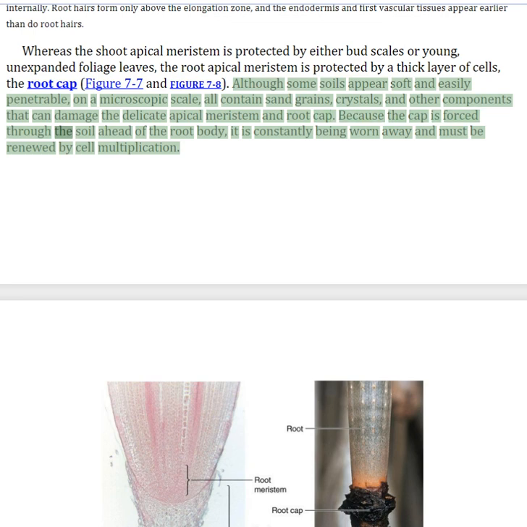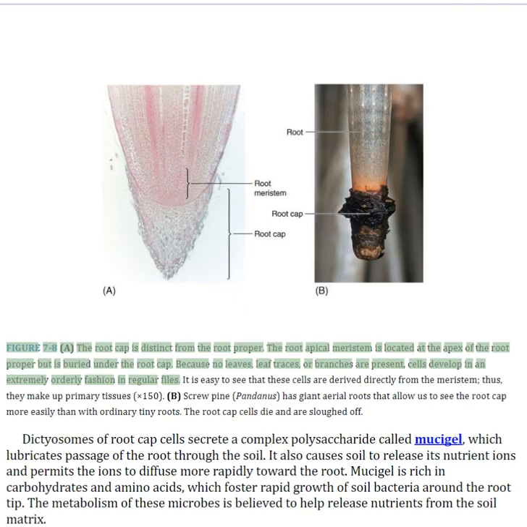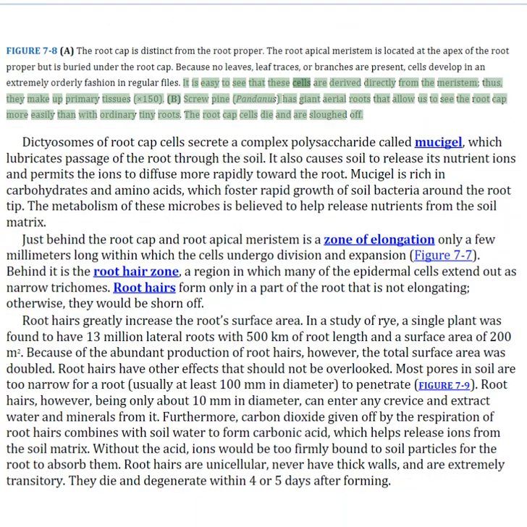Because the cap is forced through the soil ahead of the root body, it is constantly being worn away and must be renewed by cell multiplication. Figure 7.8. The root cap is distinct from the root proper. The root apical meristem is located at the apex of the root proper but is buried under the root cap. Because no leaves, leaf traces, or branches are present, cells develop in an extremely orderly fashion in regular files. It is easy to see that these cells are derived directly from the meristem, thus, they make up primary tissues.